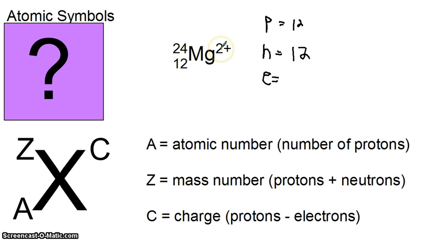Because the magnesium is positive 2 charge, it means it is deficient by 2 electrons. So that means I only have 10 electrons.